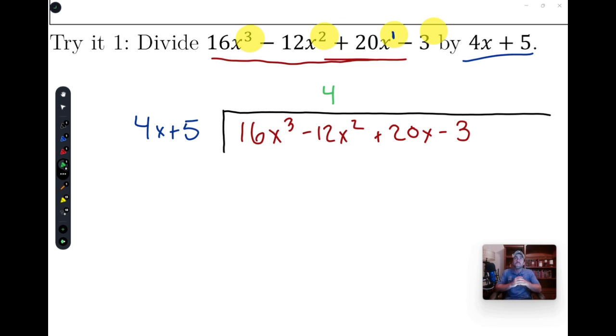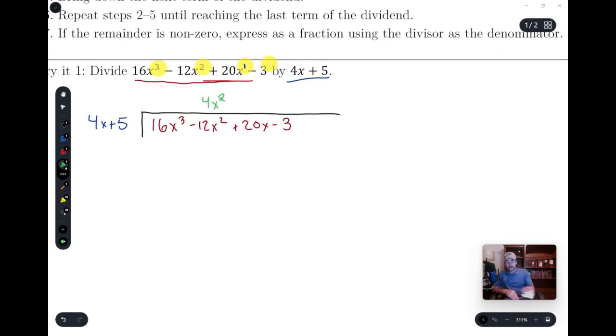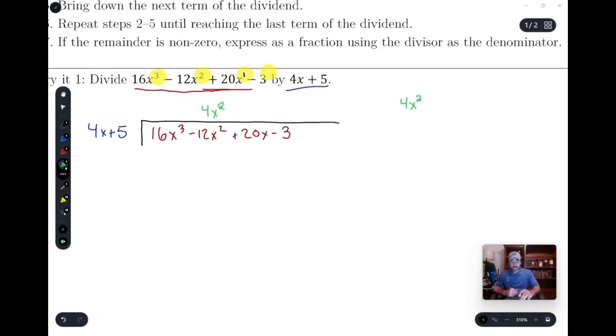And then what times x can give me x cubed? Maybe x squared. And if this doesn't work out because the first terms don't cancel, we'll go back and pick something different. But I'm going to go ahead and say 4x times 4x squared is 16x cubed. And so now off to the side, I'm going to multiply what I just picked as my quotient, as my answer, and we're going to multiply it by that blue term.